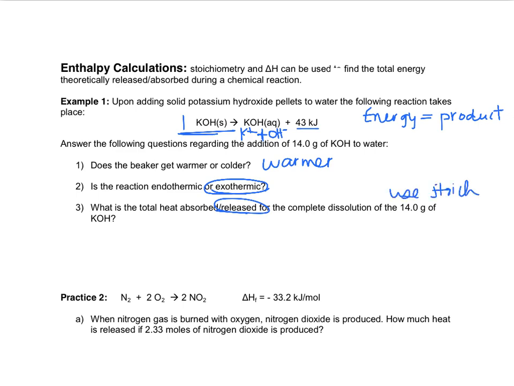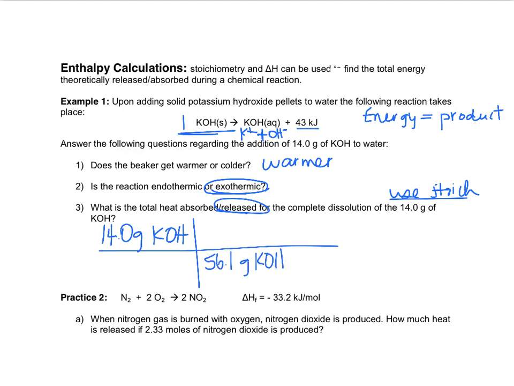So we have to use our stoichiometry here. I have to consider that I have 14.0 grams of KOH that I'm going to dissolve. Initially, I have to convert my 14 grams to moles, so I need to use my molar mass. My molar mass of KOH is 56.1 grams of KOH for 1 mole. So this tells me how many moles of KOH that I have.